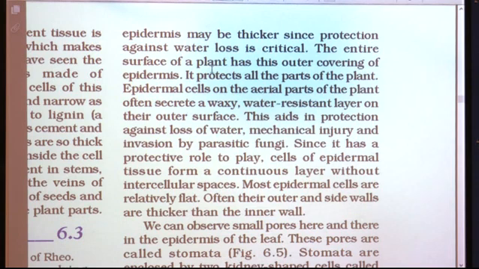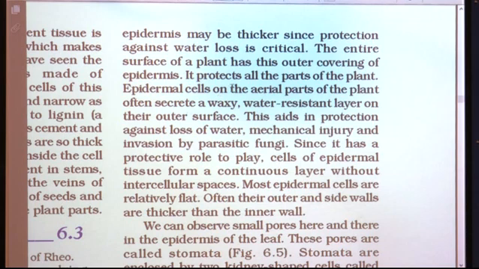The entire surface of a plant has this outer covering of epidermis. So the whole surface of the plant is made of epidermis. This epidermis protects all the parts of the plant, as the entire cover is made of epidermis. So plants get protection from the outside atmosphere because of the presence of epidermis.